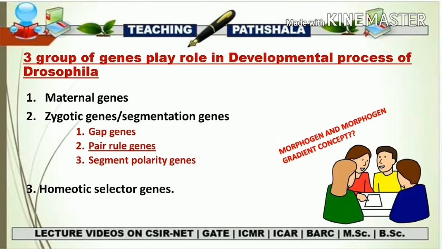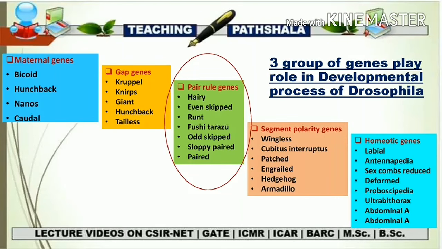Second, we are going to study the pair rule genes. There are more than 8 pair rule genes in total, but we only have to study 8. The first is hairy, second is even skipped, third is runt, fourth is Fushi tarazu, fifth is odd skipped, sixth is sloppy paired, seventh is paired, and eighth, which I forgot to mention here, is odd paired. Yes, odd paired. The eighth one is odd paired.